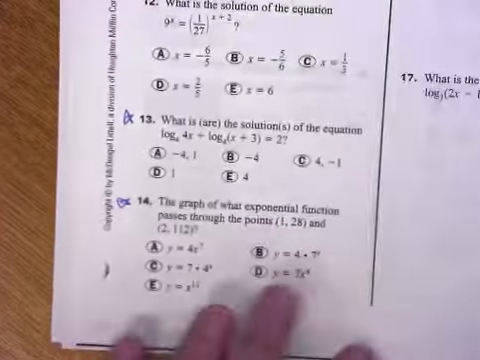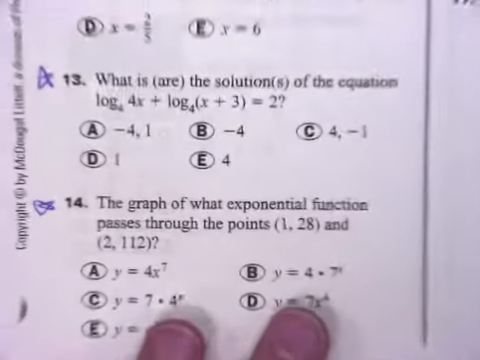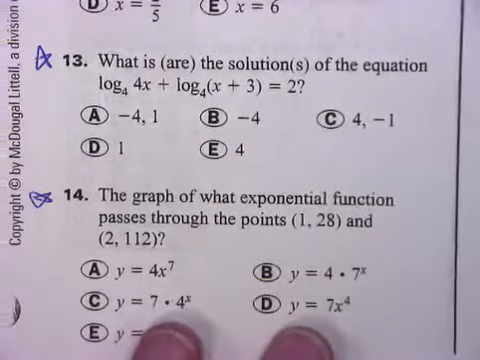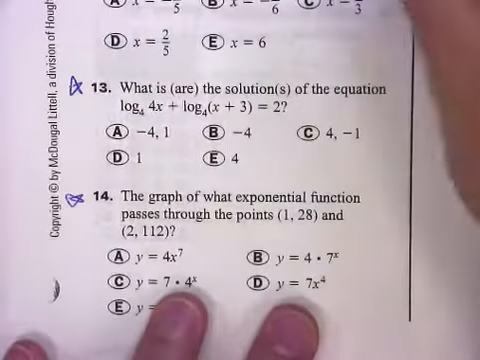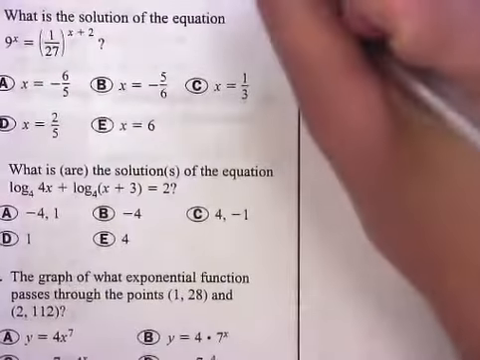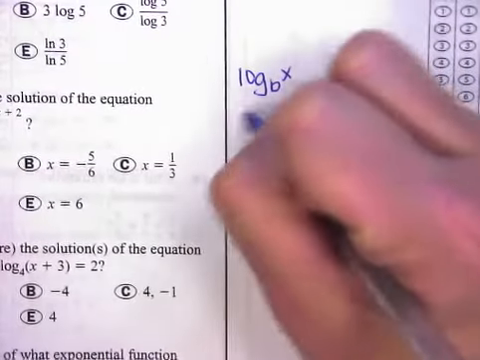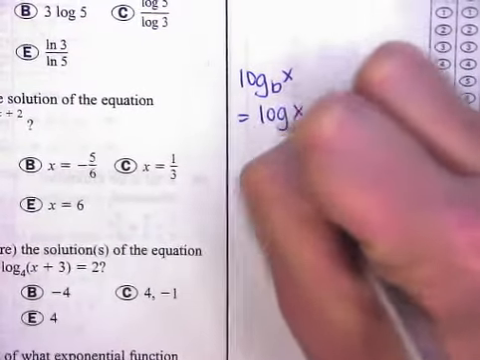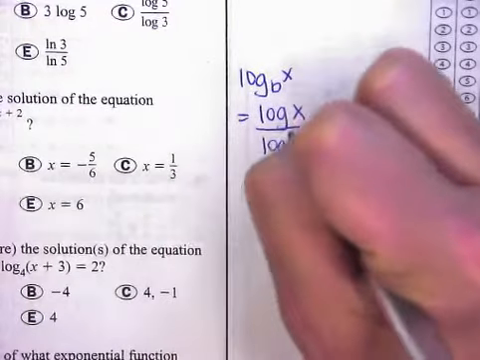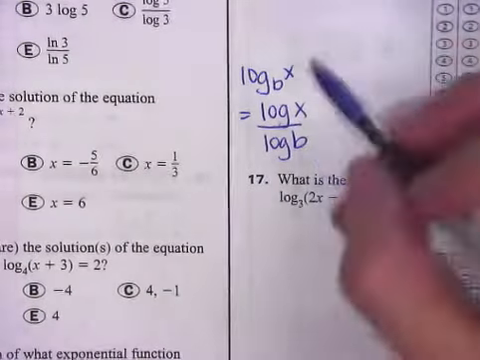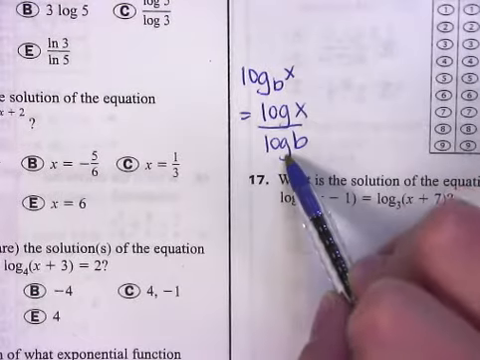So for number 13, the fastest way to do this problem is to remember your change of base formula. Change of base says that if you have something like log base b of x, that's equal to log of x over log b. It's a way to use your graphing calculator. Since your calculator only has log base 10, change of base changes it into the common log.